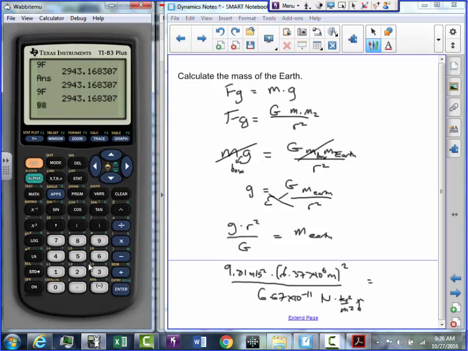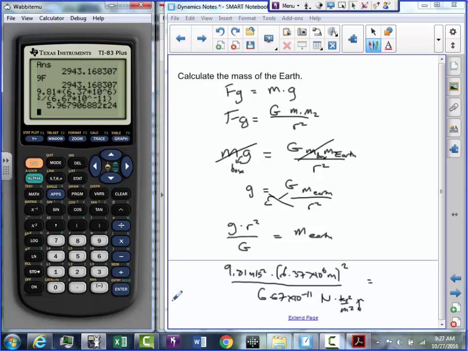So, from the top, 9.81 is a fairly accepted value for gravity on Earth. We can experimentally determine that. We're going to times by the radius of the Earth. I'm going to put a bracket around this. I'm going to go 6.37 times 10 to the power of 6, and then square that. And then I'm going to divide by another bracket of 6.67 times 10 to the power of negative 11.